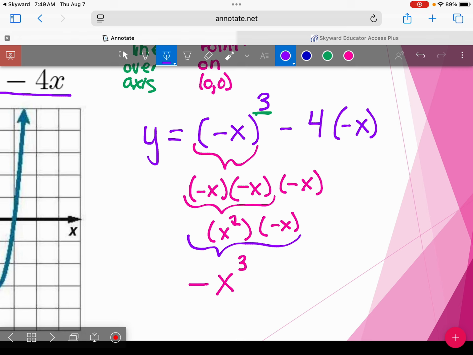What happens when I have minus 4 times minus x? We have a minus 4 and a minus x. What's that going to be? It's going to be a positive. So this is the same thing as plus 4x. So when we substitute in that minus x, we get this.